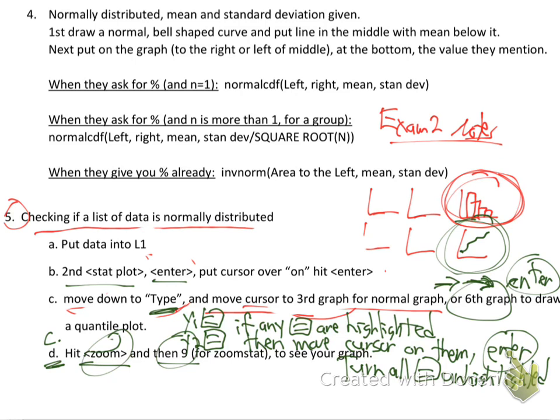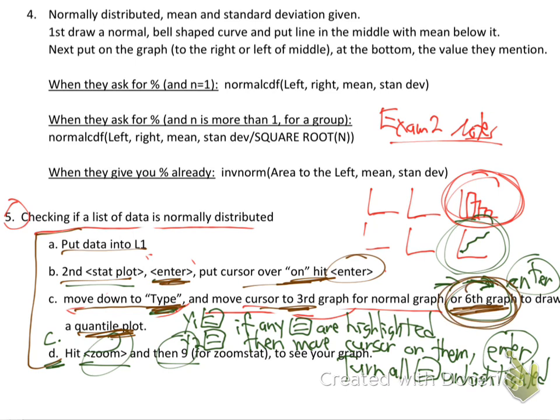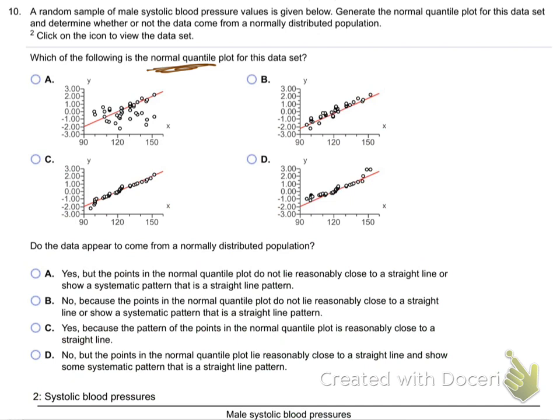For the normal quantile plot, you've got to be on the 6th graph. So go through these steps right here. Put the data in L1. Go to second stat plot. Hit enter. Put the cursor over on. Hit enter. Move down to type. Move to the, no, not the 3rd graph. We're going to go to the 6th graph, this one right here, because we want a normal quantile plot. And then hit zoom and 9. And what you'll get is this data right there.